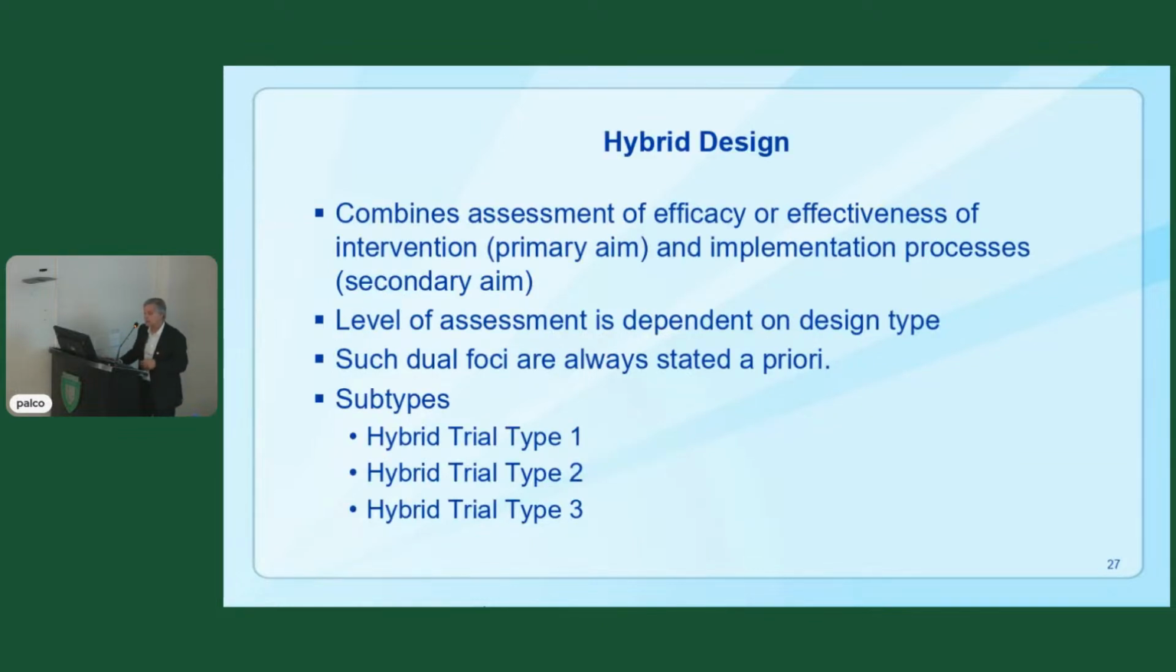The level of assessments depends on the design type. Such dual foci should always be stated a priori. So if you want to do that a posteriori, that's not right. You need to have that a priori, I mean ahead of time, before you implement the intervention, before you design the evaluation. During the design of the evaluation, before you implement it, you need to know this is going to be a hybrid trial type 1, or hybrid type 2, or type 3.